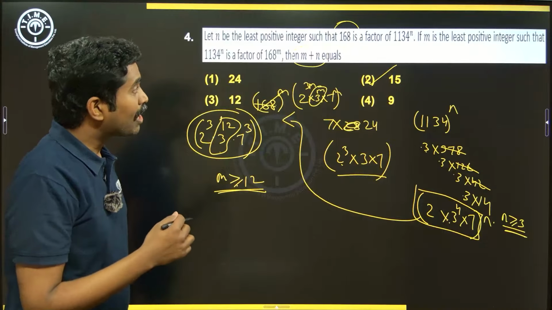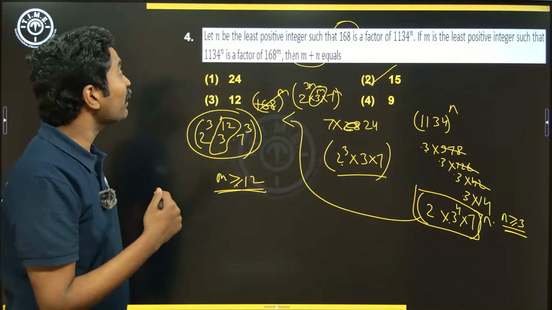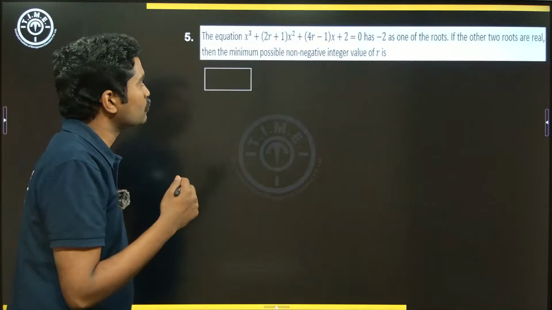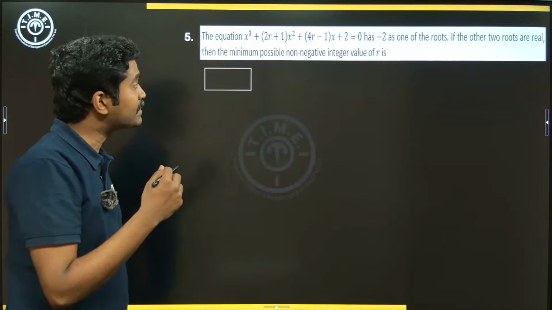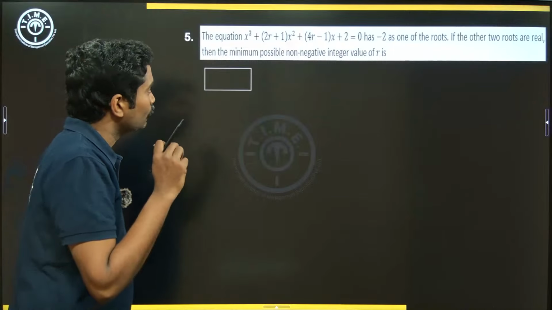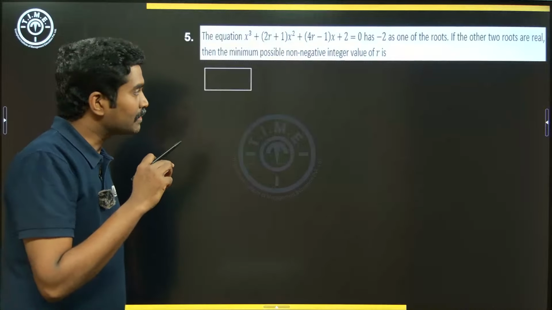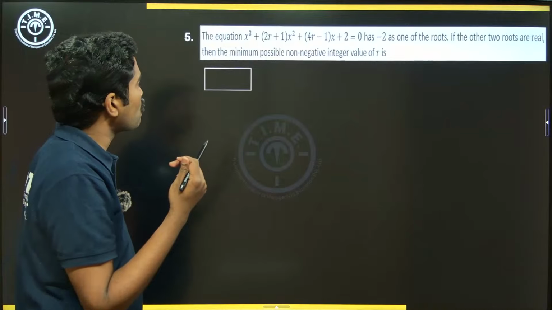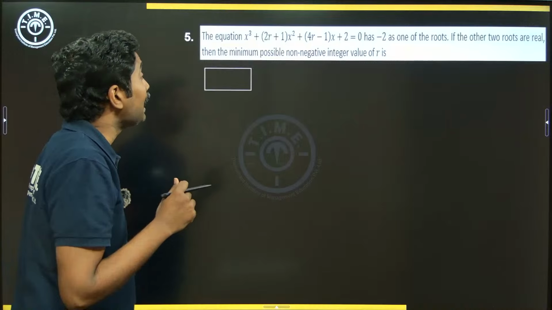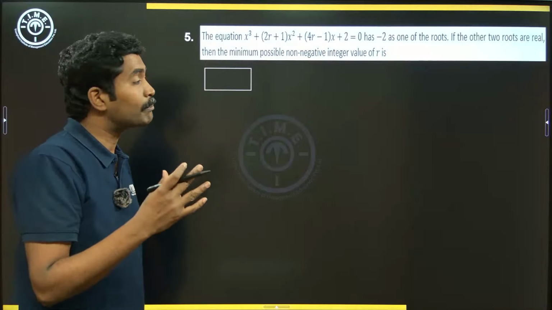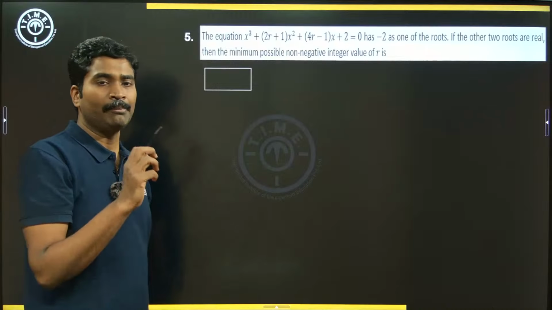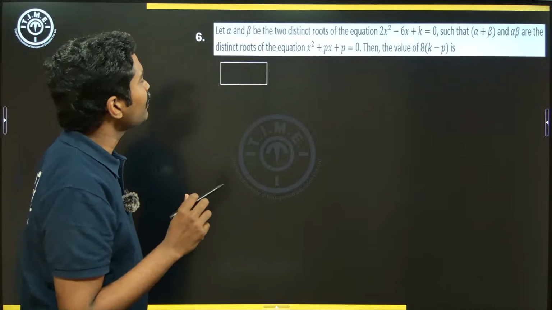So far, I'm not even counting how many we got right. I think we have good momentum. It's decent. The equation x cube plus 2r plus 1 x square plus 4r minus 1 into x plus 2 is equal to 0. It's a cubic equation. First red flag. You're not always comfortable with cubic equations, right? It has minus 2 as one of the roots. Okay, there are 3 roots. One root is minus 2. If the other 2 roots are real, then the minimum possible, and it's a fill in the blank, I'm going to skip this, guys. I'm definitely going to skip that.